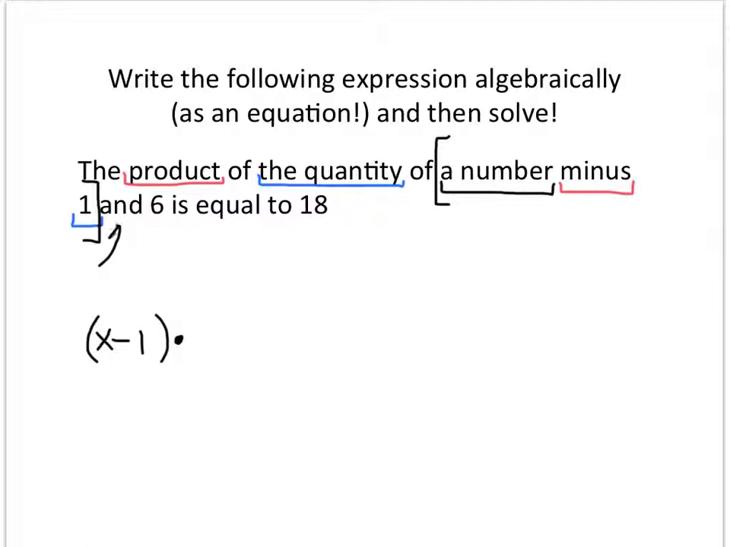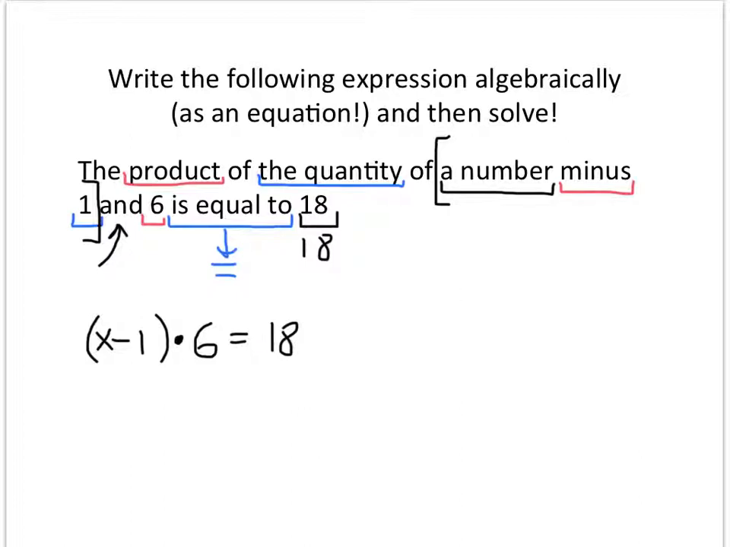This keyword and tells me now that we're doing the second part of the product. Well, what is that second part of the product? That appears to be the number 6. Then we get that keyword is equal to. So there's our equal sign, which I can put into our equation. And what is it equal to? Well, it's simple enough. It's just this number, 18.